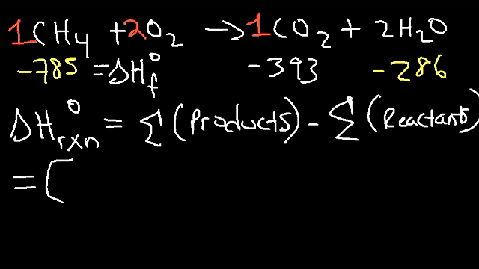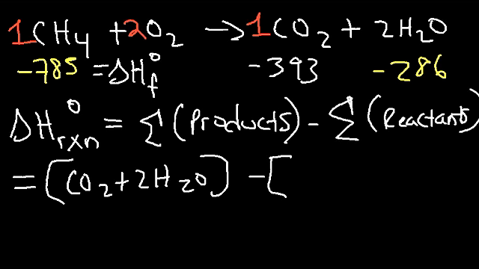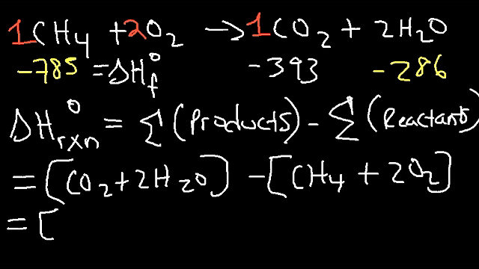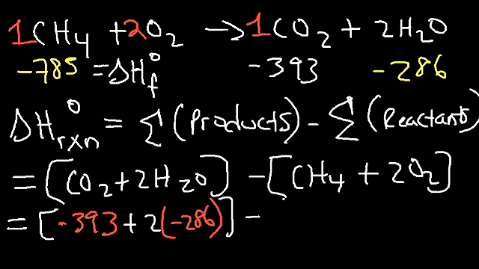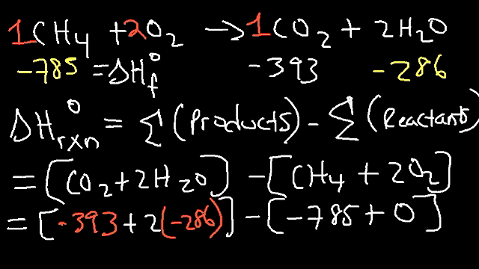So on the product side, which is the stuff on the right side, we have CO2 plus 2H2O. And for the reactants, that's the stuff on the left side, we have CH4 plus 2O2. Now the value for CO2 is negative 393. And for H2O, it's going to be 2 times the value for H2O, which is negative 286. And then minus that for CH4, which is negative 785. Now O2 is a pure element in its natural state, so it's 0 for any such elements.